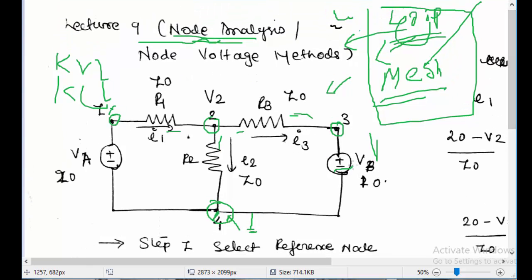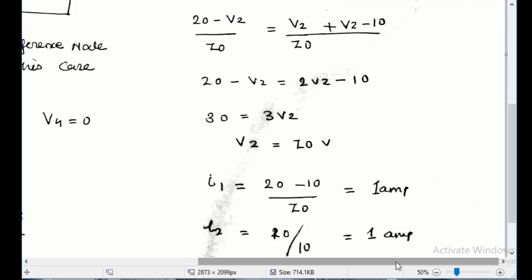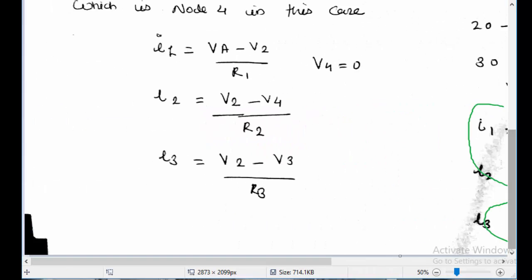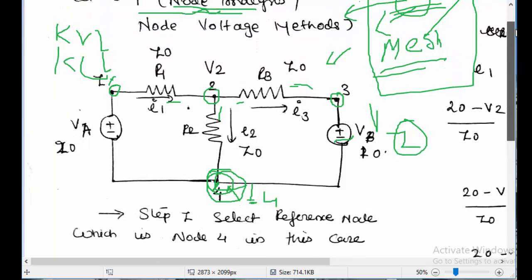The first step in the node voltage method is identifying all the nodes. So you have identified three nodes possible in this circuit, 1, 2 and 3, and then there is a fourth node, as one common node is always to be taken. By using the nodal analysis method, what we are going to find here is the current I1, I2 and I3, just to demonstrate how you can use this.